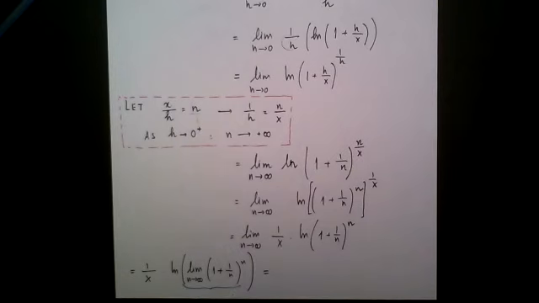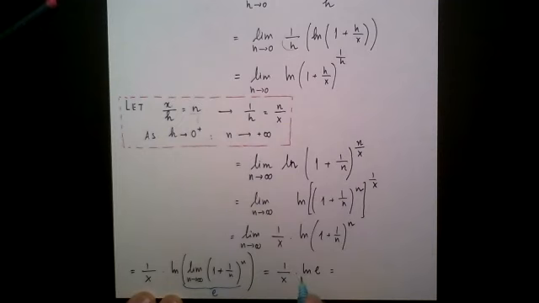Do you remember what this limit is? E. Yep, that's e. That's the definition of e. And so we have 1 over x times ln of e, and ln of e is 1, right? e to the power what will give me e? Well, 1. And so my answer is 1 over x. I just showed that the derivative is exactly 1 over x. Out of the 4 proofs, that's definitely the hardest.